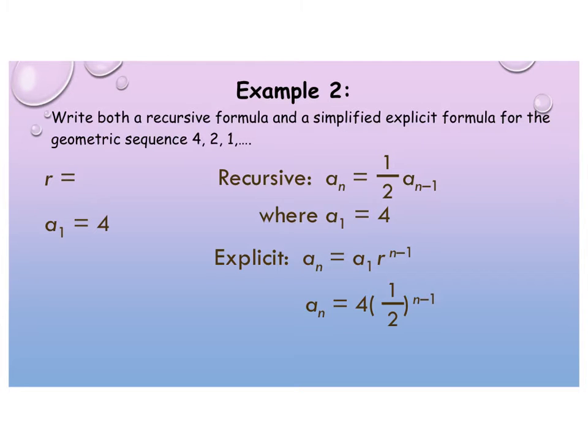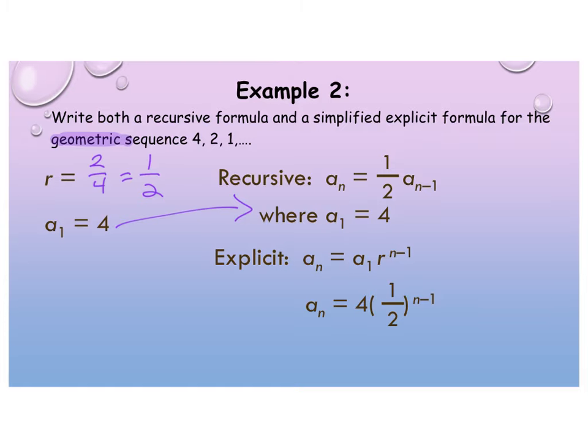All right, write both a recursive formula and a simplified explicit formula for the geometric sequence. First, we have to find R. We know it is geometric because they have told us it's geometric. So R is 2 over 4, which is 1/2. And a sub 1 is 4. So we use that straight up for our recursive formula. And it's merely R times a sub n minus 1.